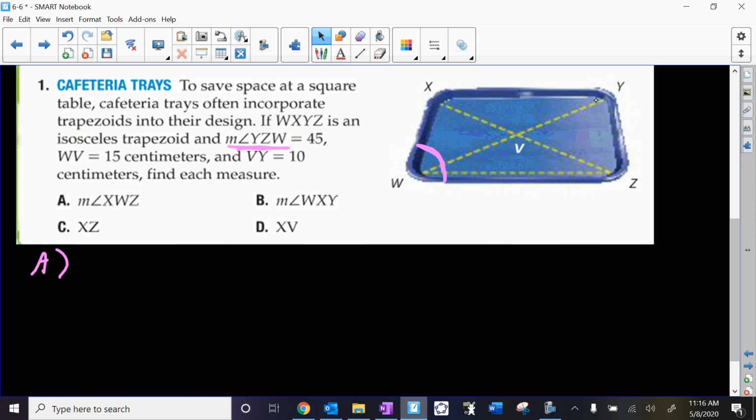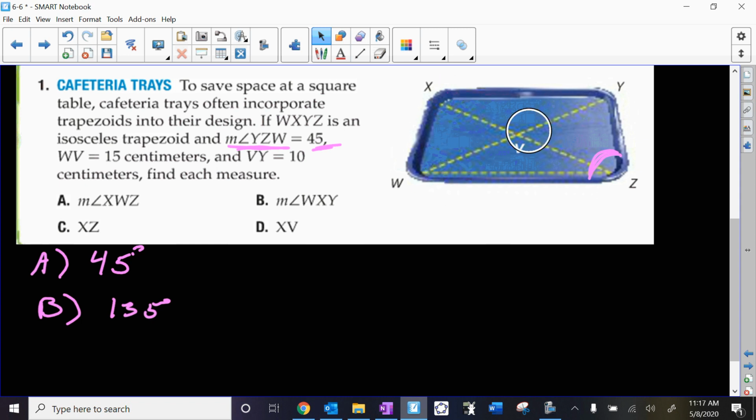YZW, they tell me. And if they tell me YZW right here is 45 degrees, then this angle down here should also be 45 degrees. We'll go to the next angle. The next angle would be WXY, which is this angle up here. Kind of hard to pick out, but now these two angles, this 45 here and this angle up here at the top, they're going to add up to 180 degrees. So we're going to subtract 45 from 180, and that's going to get us 135 degrees.